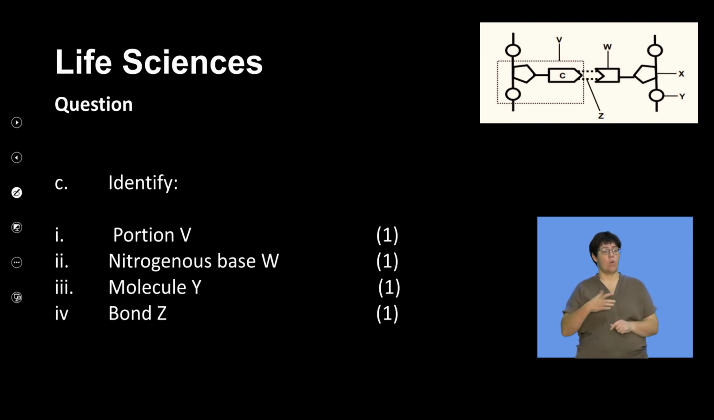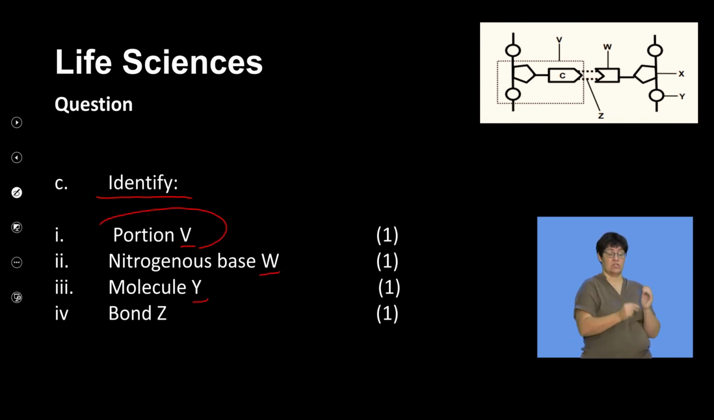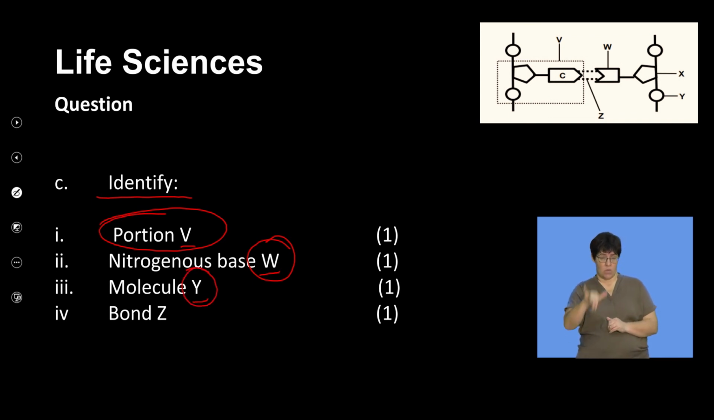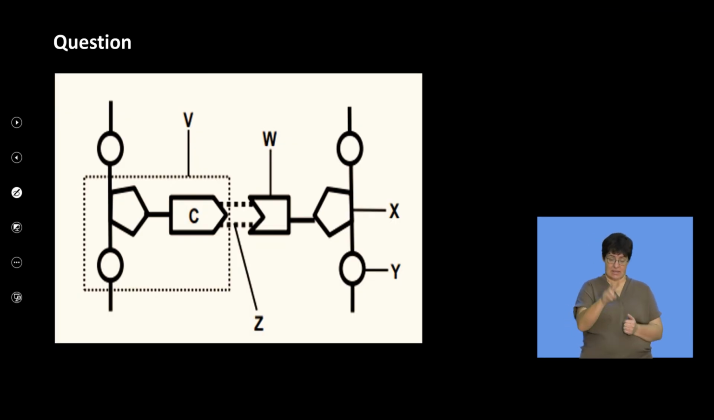The next part of the question requires us to identify different parts in this. So question C, identify portion V, W, Y. Let me read that again. We've got to identify portion V. We've then got to identify the nitrogenous base W, the molecule Y, and the bond Z. So a few things that we've read together. We're going to go back to this image and unpack each one of them.